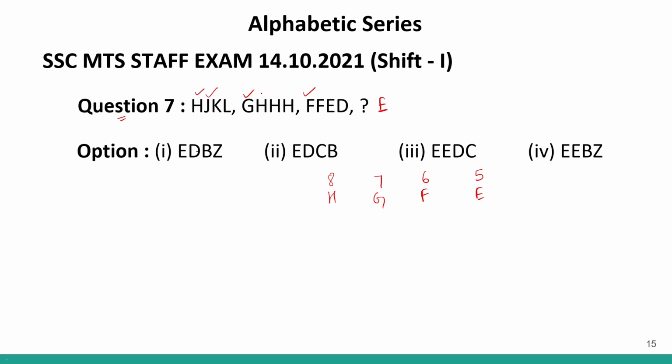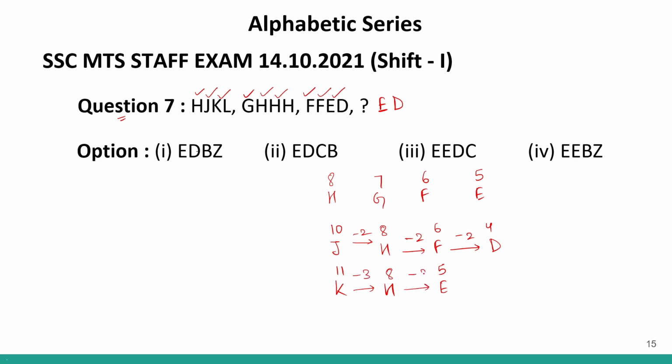Then let us look at J, H and F. So J is 10, H is 8 and F is 6. So this is minus 2. This is minus 2. So the next one will be minus 2. Minus 2 will give me 4 and at 4th position we have D. So the next one will be D. Clear? Now let us look at the third one, which is K, H and E. K is 11, H is 8, E is 5. So this is basically minus 3. This is also minus 3. So the next will also be minus 3, which will give me 2, which will give me B. So the next one will be B.